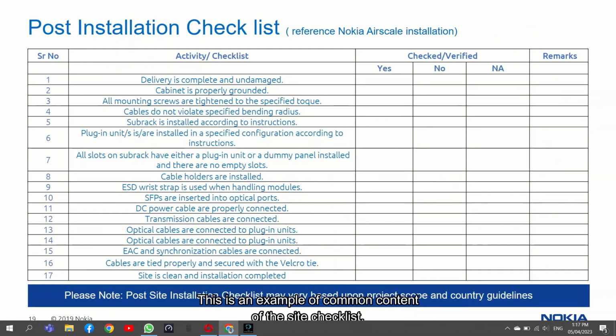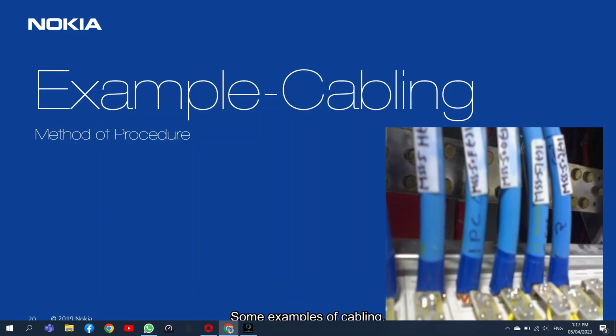This is an example of common content of the site checklist. Do remember that the site checklist content may vary project by project due to the different customer requirements or local regulation. Some examples of cabling.